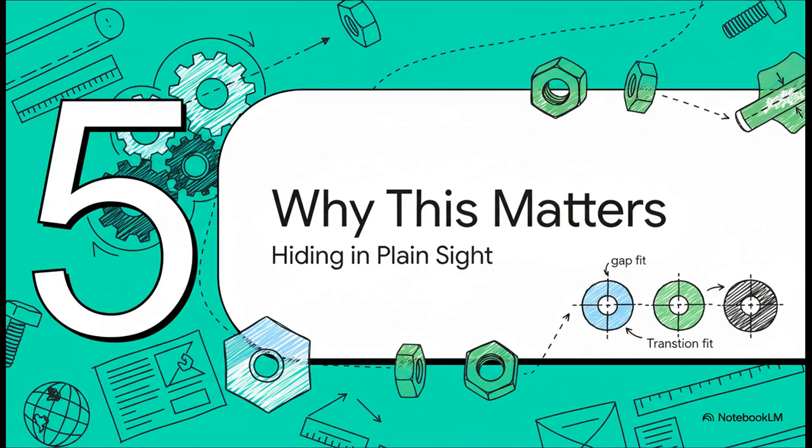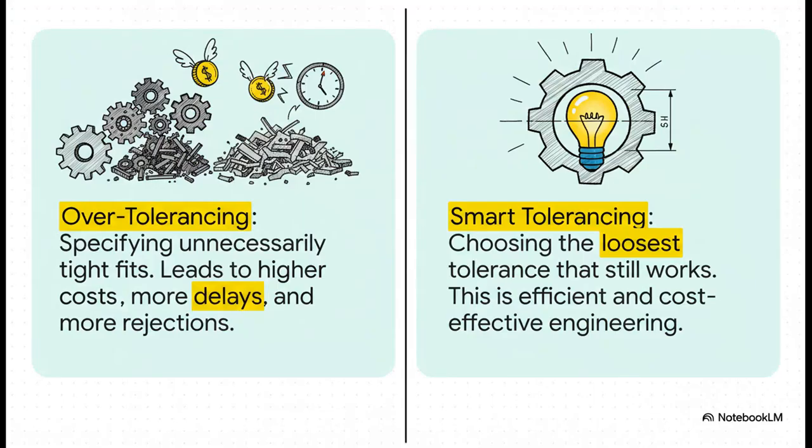Okay, so we've gone from this huge picture of global supply chains all the way down to the microscopic world of surface finishing. Let's pull back out and talk about why this whole invisible system is so incredibly important. It really all comes down to making smart choices. On one side, you have something called over-tolerancing. It's a really common mistake where engineers specify fits that are way tighter than they need to be. This just leads to wasted money, delayed projects, and a huge pile of rejected parts. But on the other side, you have smart tolerancing. This is the real art form, understanding exactly what a part needs to do and then choosing the most efficient, most cost-effective tolerance to get it done.